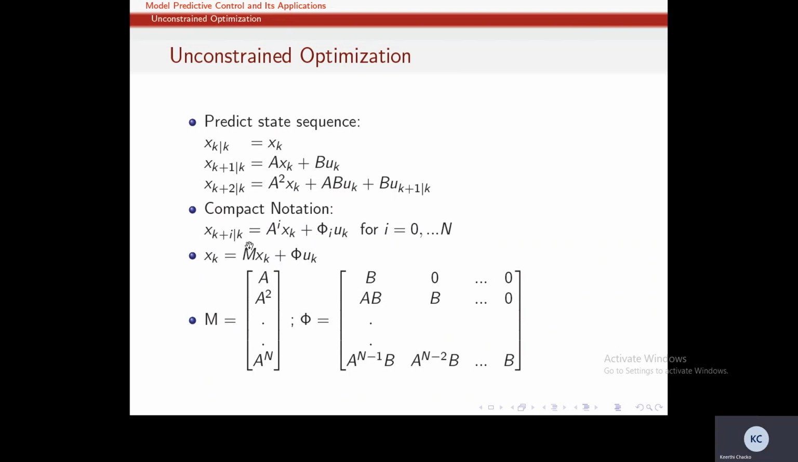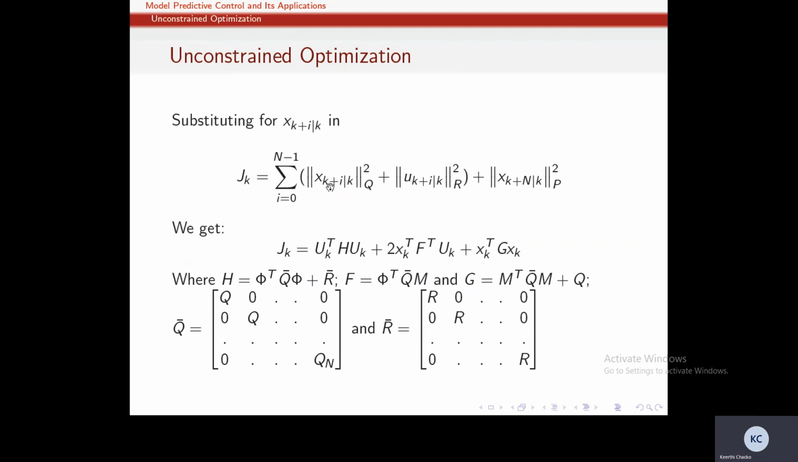So x(k+i|k) is nothing but A raised to i times x(k) plus phi_i u(k). I have written here what phi_i is. It is the ith row of this matrix phi. So the compact notation will be, sorry, it should have been x(k+i), so x(k+i) is equal to M x(k) plus phi u(k). So you are writing every future state in terms of x(k) and u(k). M is nothing but all these terms and phi is nothing but these terms. So this is a compact notation of all the future, predicted states of MPC using the model.